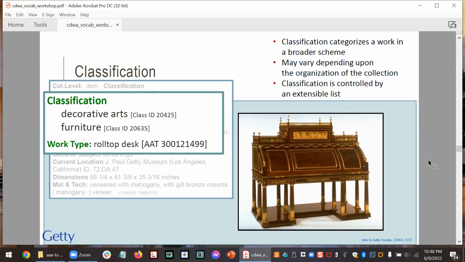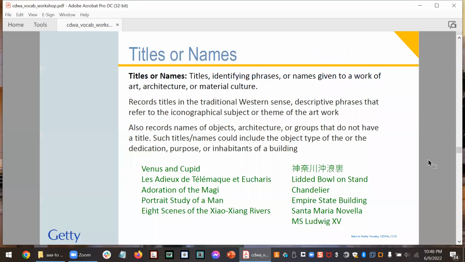And actually this often differs by the repository. What is useful in your given situation. This repository classifies it as decorative arts and furniture. So it can be an individual thing. But work type, the very specific type of work, comes from the AAT. It's a roll top desk.